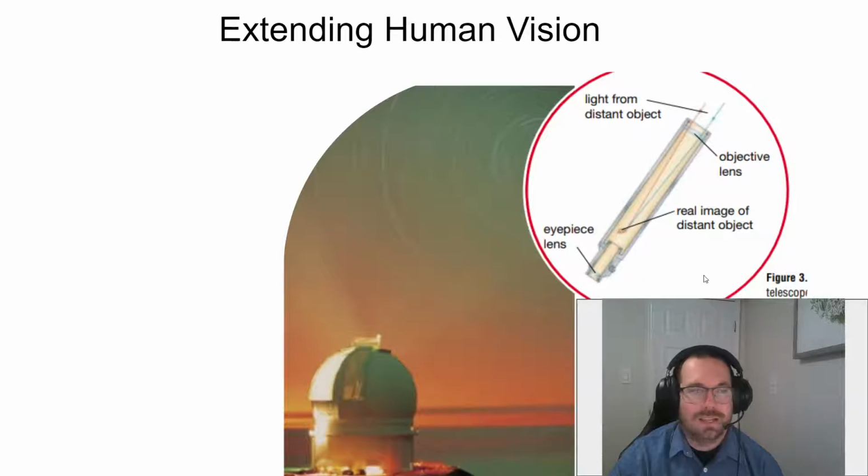A second lens, called the eyepiece lens, which is what we look through, works as a magnifying glass to enlarge the image of that distant object that is being converged in this particular spot.